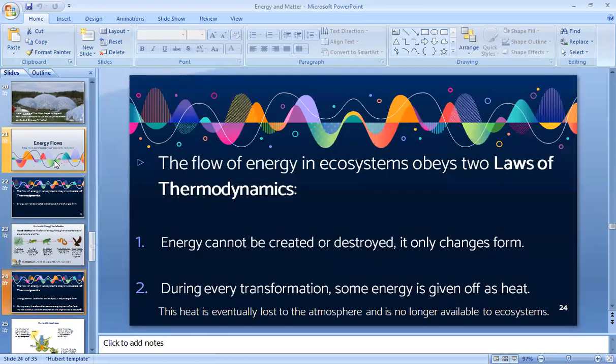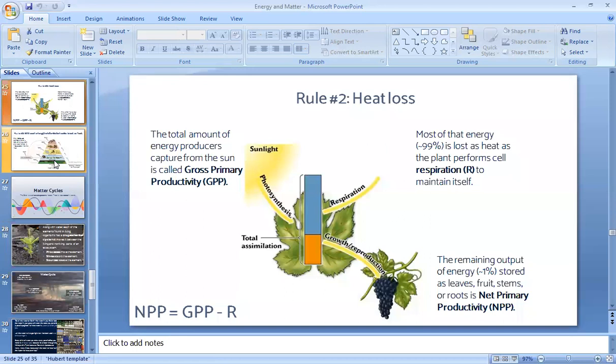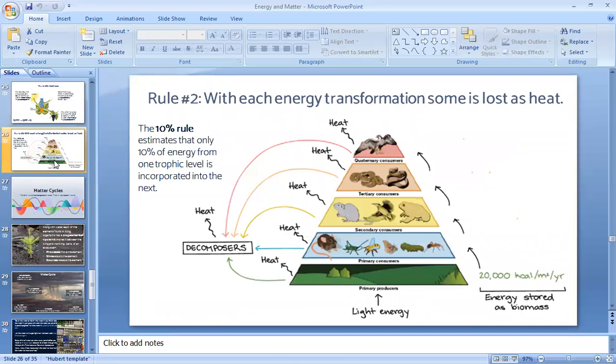The flow of energy in an ecosystem obeys two laws of thermodynamics. The first, as we discussed before, is that energy cannot be created or destroyed; it only changes form. During every transformation, some energy is given off as heat. Heat loss affects primary productivity, and can also include respiration. Rule number two is that with each energy transformation, some energy is lost as heat.